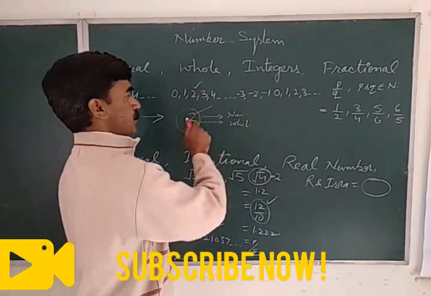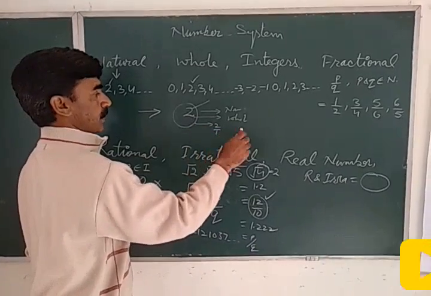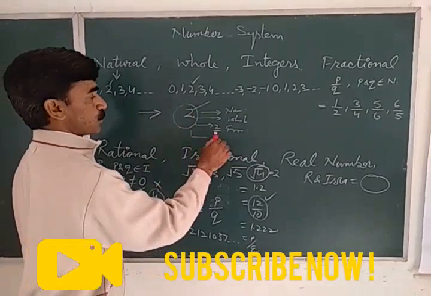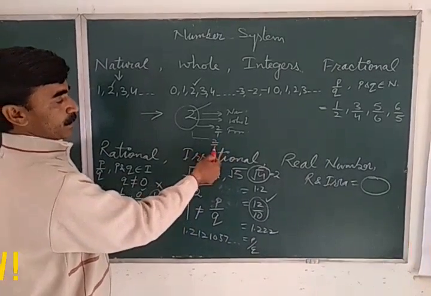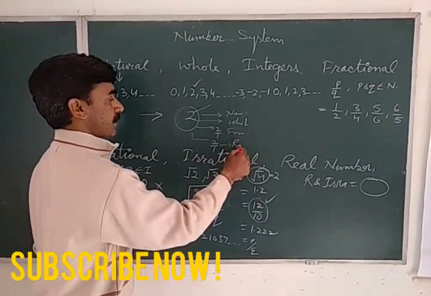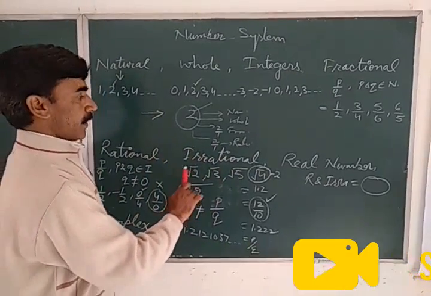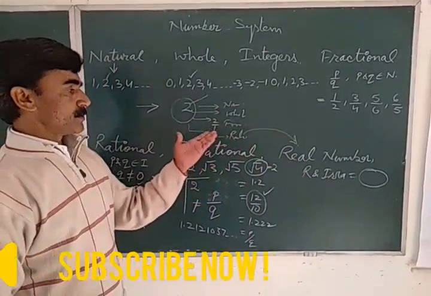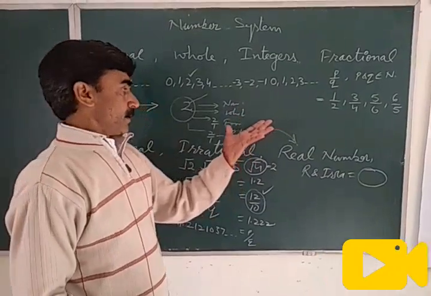You can say this 2 is a fractional number, because what is this 2? This is 2 upon 1. So it is a fractional number. Again, you can say that this 2 is a rational number, because it is 2 upon 1, numerator upon denominator. So it is also a rational number. 2 is not an irrational number, and in total 2 is a real number, because whether it is rational or irrational, it is a real number.